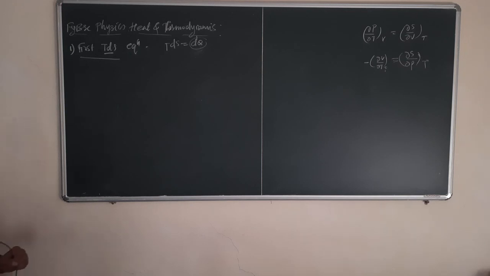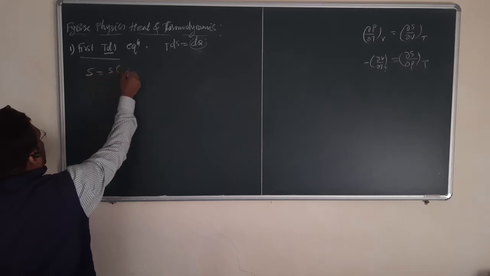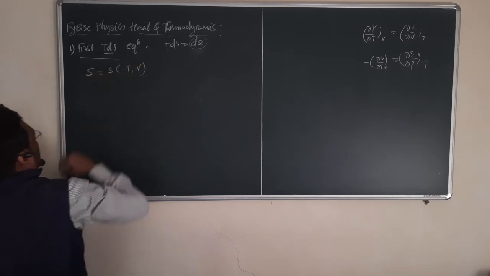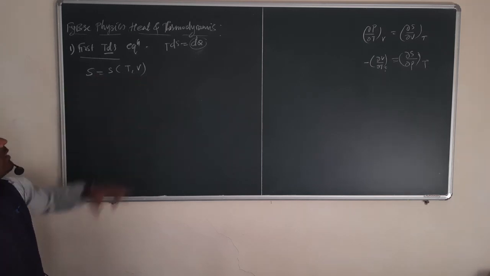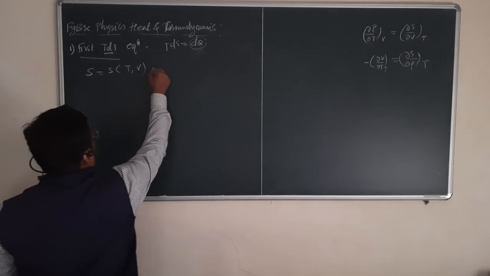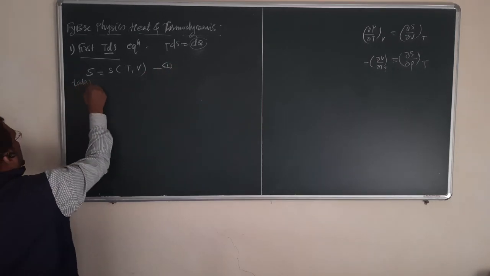For the first TdS equation, suppose entropy is a function of temperature and volume. So if you call this equation 1, taking exact differentiation.